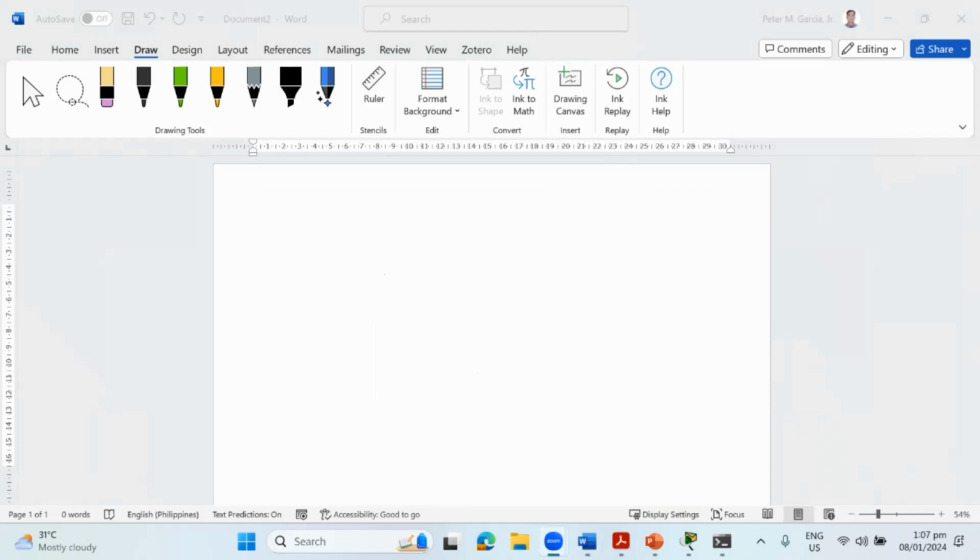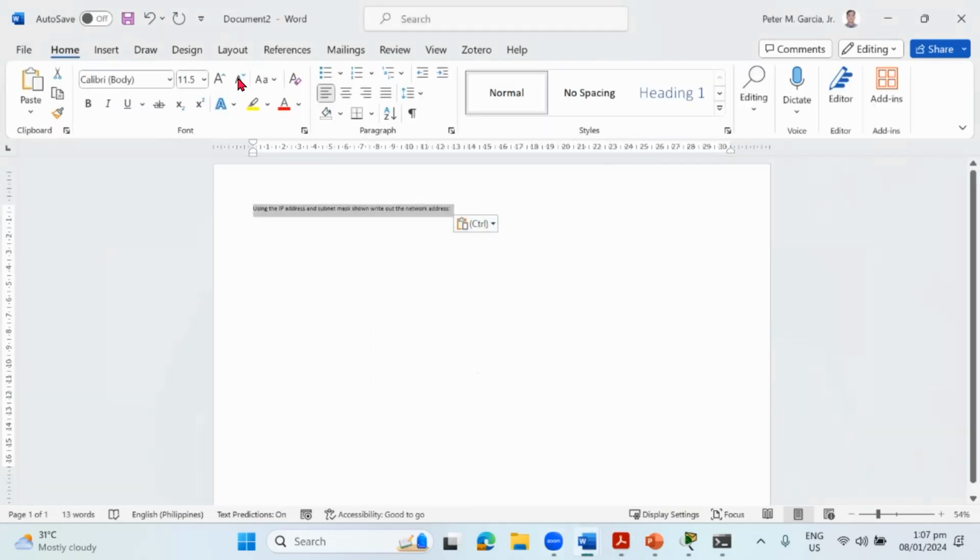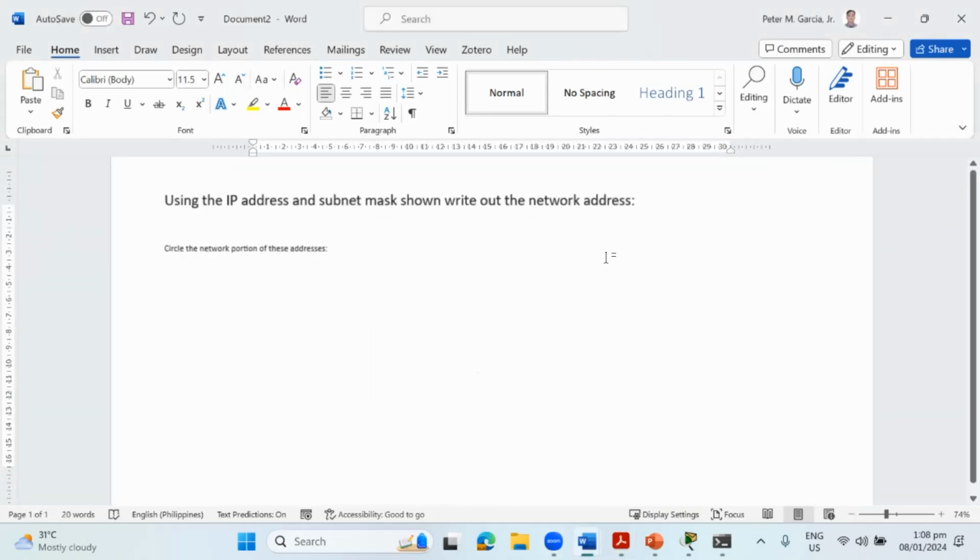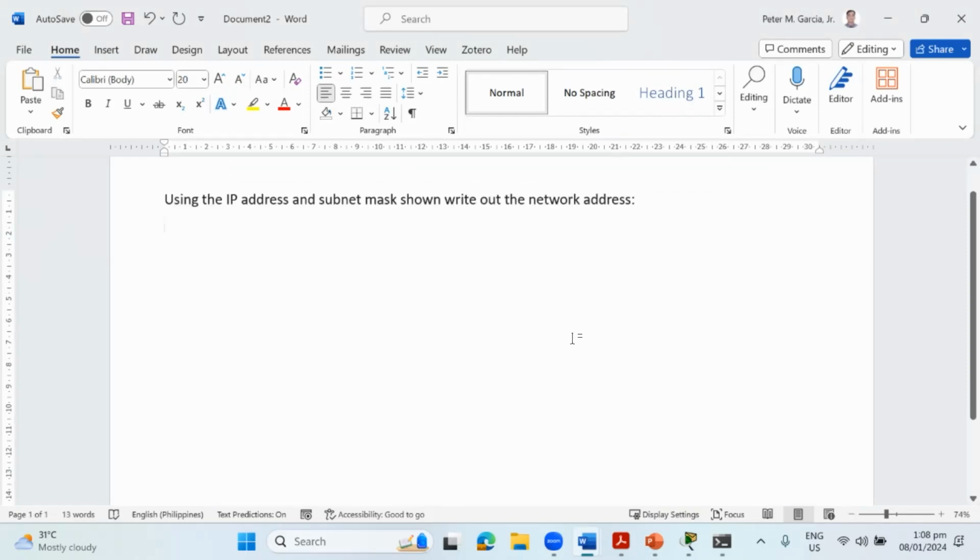So, sabi ng instruction, using the IP address and subnet mask shown, write the network address. Kapag may subnet mask, hindi nyo bibilugan. Pag nakalagay circle, yung instruction kanina, bibilugan nyo yung network, bibilugan nyo for the host. Ito naman, using the IP subnet mask, computation to, pero hindi naman tayo magko-compute. Straight method lang tayo.